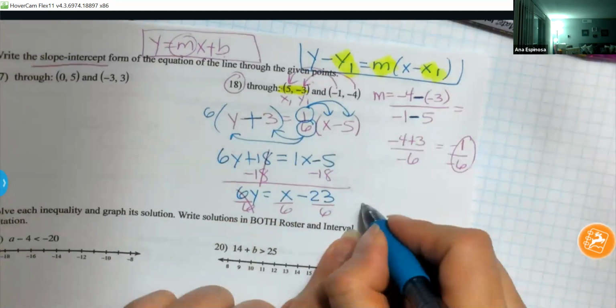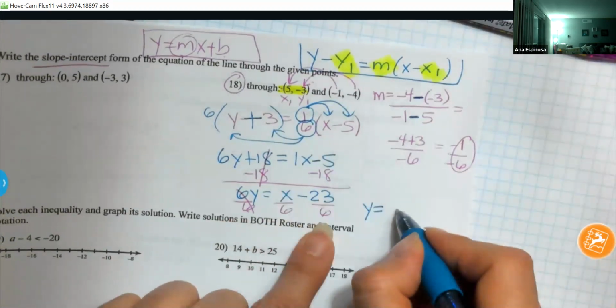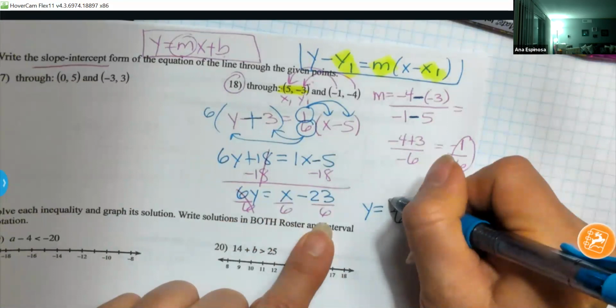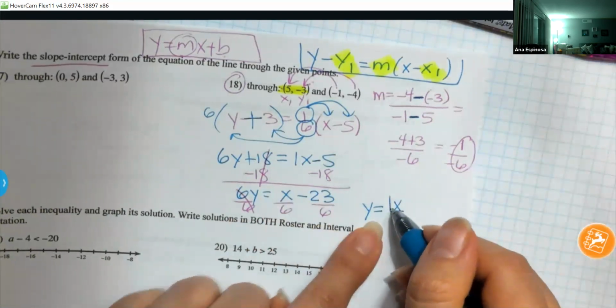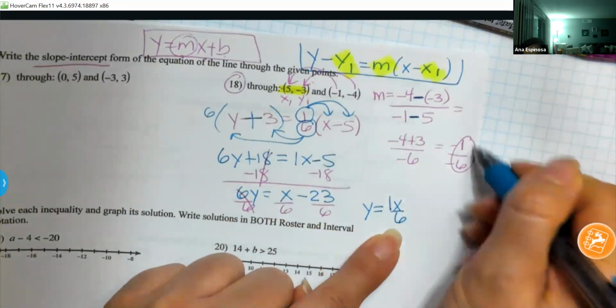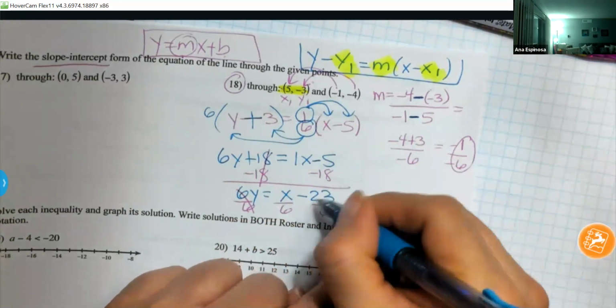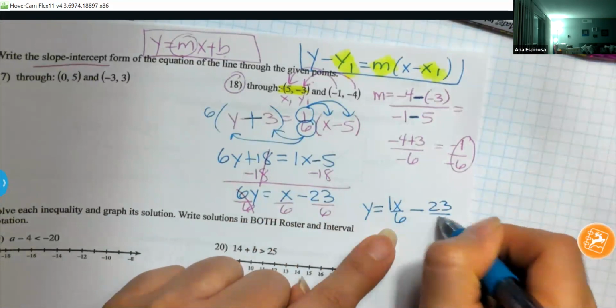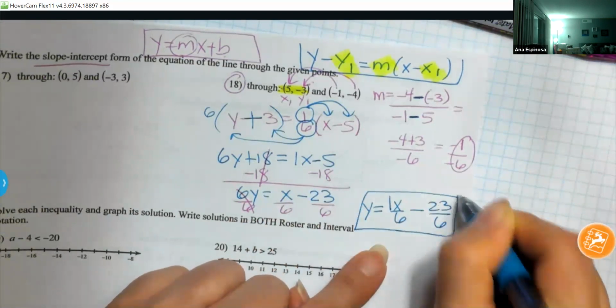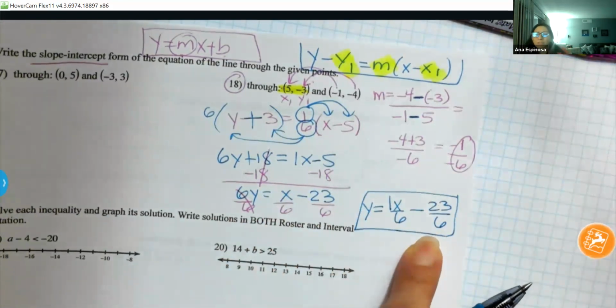So my final answer would be y equals, now you can put it as x over 6 or 1x over 6, which is the same thing as this. Your slope should come back out. And then here you'll just have like 23 over 6. Leave things exact. Don't try to divide and get fancy, ugly answers.